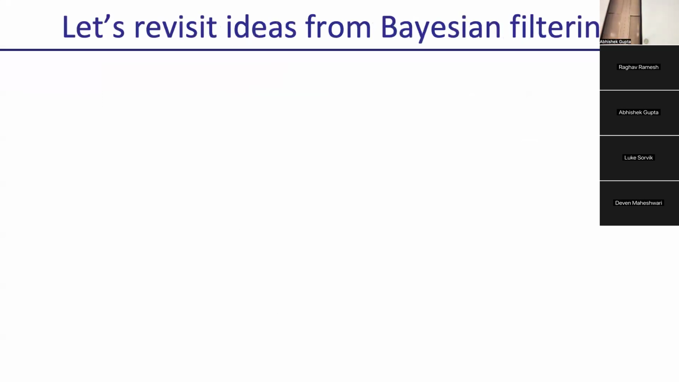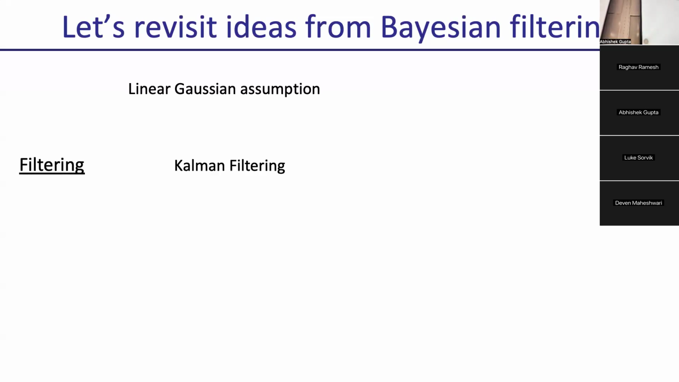Okay. So how are we going to do this? We're going to revisit some ideas we had in Bayesian filtering, right? If you remember how Bayesian filtering went, we had this Bayesian filtering problem that's hard in general. Then we said Kalman filtering is linear Gaussian, right? Then we said extended Kalman filtering is nonlinear Gaussian. Then particle filtering was nonlinear non-Gaussian. And so we're going to try and instantiate something that is almost particle filtering like.